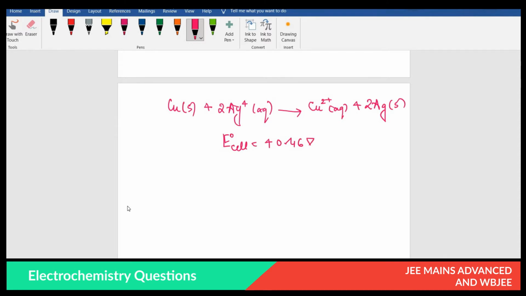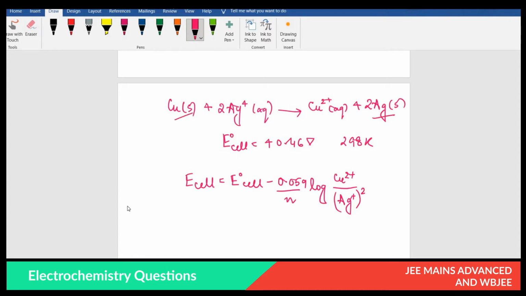Right? Now, let us first write the E cell value according to the Nernst equation, which is E0 cell minus, let us consider it to be room temperature, that is 298 Kelvin. So for that, we can simplify the equation and write it as 0.059 by n log of product by reactant. So the product is Cu2+ aqueous divided by Ag+ whole square. Now, why have we not written Ag and Cu here? Because they are in the solid form, and in the solid form, we do not mention their concentration. We take it as unity. Alright, so this is our mother equation.